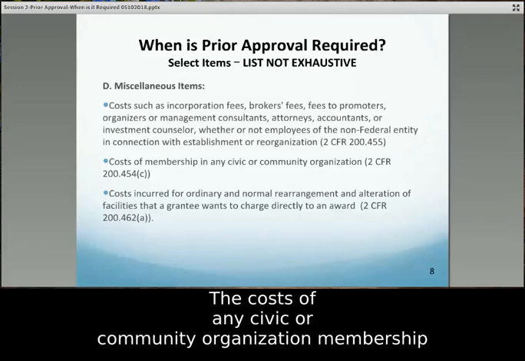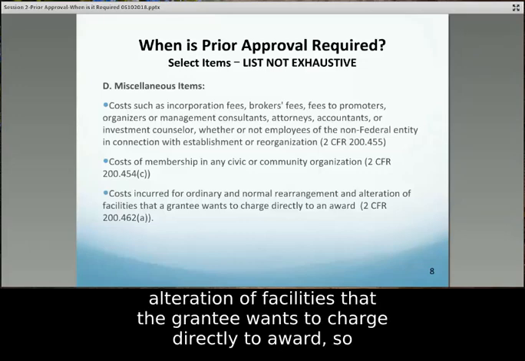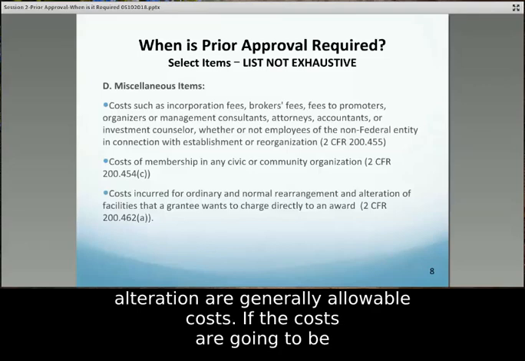The cost of any civic or community organization membership requires prior approval. Costs incurred for the normal rearrangement and alteration of facilities that a grantee wants to charge directly to an award. So as we mentioned earlier, the costs for ordinary or normal rearrangement and alteration are generally allowable only as indirect costs.